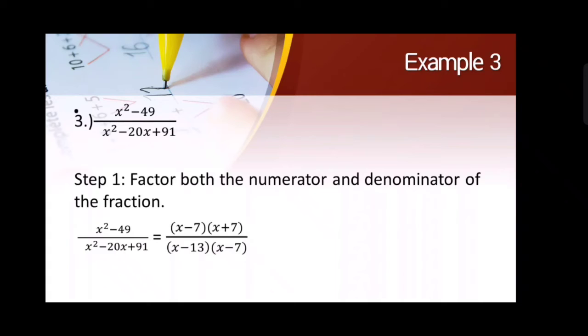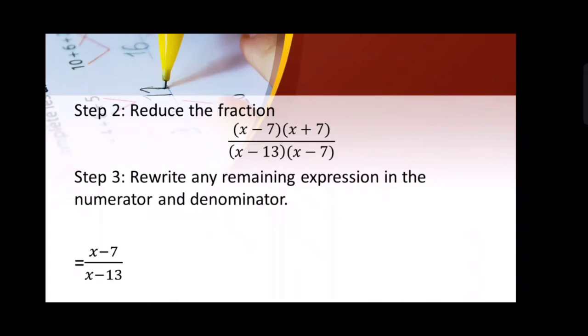So step 2, reduce the fraction. Both the numerator and denominator have x minus 7 as a factor, so we can divide out those factors. Let's proceed to step 3. Rewrite any remaining expressions in the numerator and denominator. The remaining expressions are x plus 7 over x minus 13, and it is the final answer.